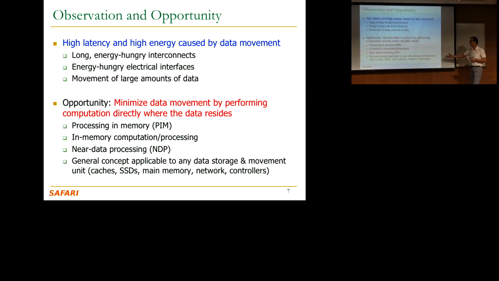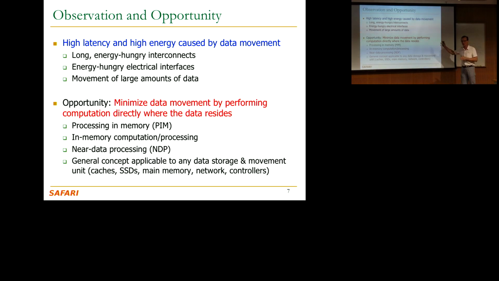And the general concept is really applicable to any data storage or movement unit, like caches, SSDs, main memory, network controllers. You can do computation in all of those places, except today we don't as much. In some places maybe you have some computation, but it's still a more processor-centric paradigm. We're going to focus a lot on main memory because I think it's a bit more difficult than other places. Caches are so close to the processor, you can do computation there. SSDs have their own ecosystem, you can do computation there. Network devices, yes, you can do computation there. But main memory is kind of no man's land.